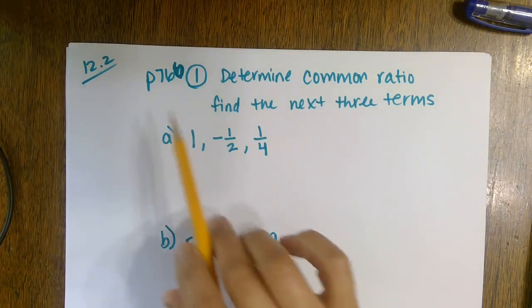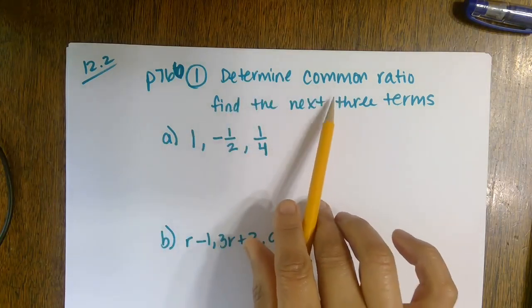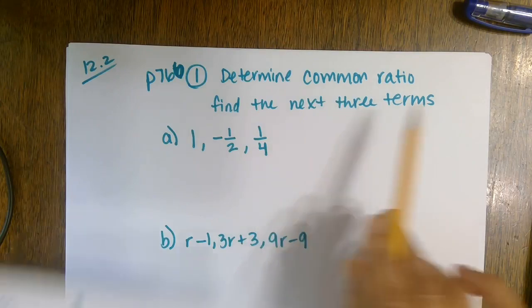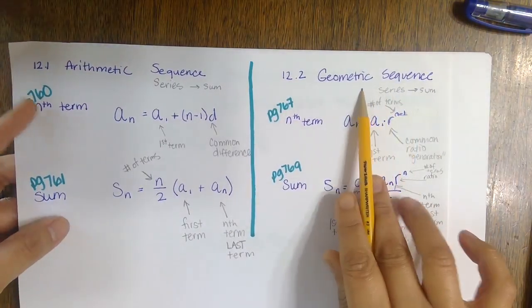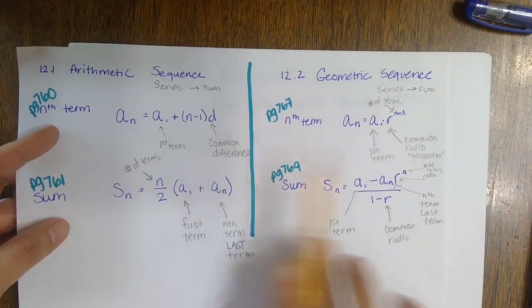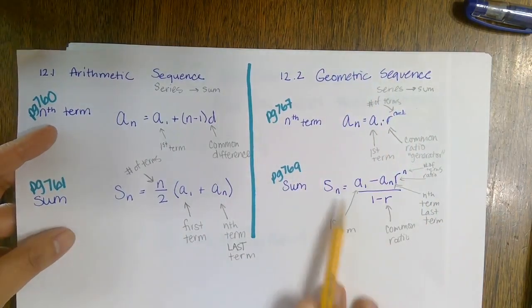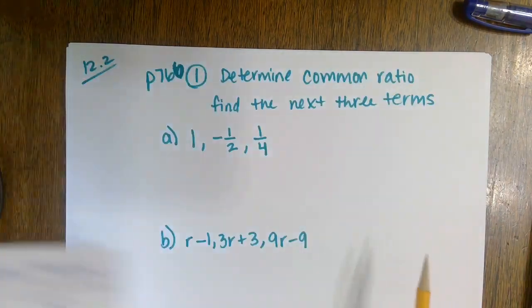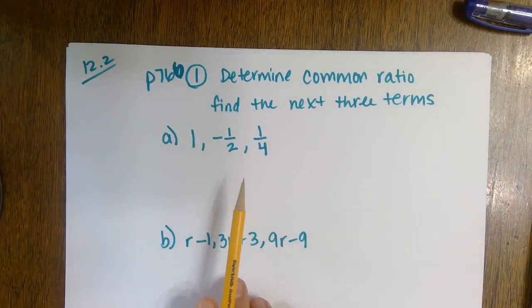Go ahead and copy this down. Now, this says common ratio. As soon as it says common ratio, that's telling you that it's a geometric sequence. This has common difference. This one has common ratio. So we're automatically looking at this. Find the next 3 terms.